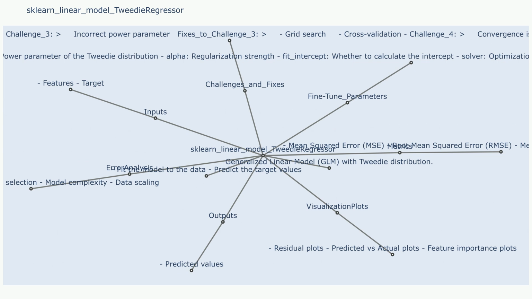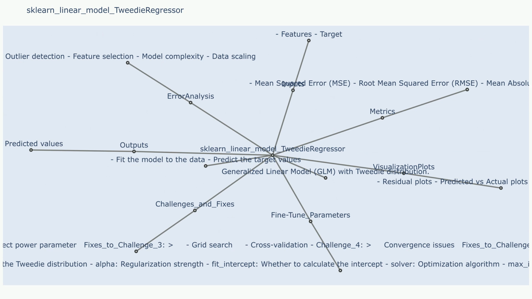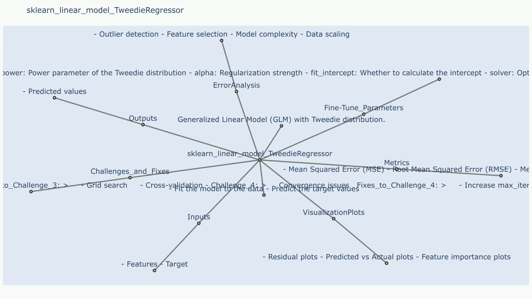Outputs: coefficients, a one-dimensional array containing the estimated coefficients for each feature. The coefficients indicate the strength and direction of the relationship between each feature and the response variable. Intercept, a scalar value representing the intercept of the fitted model. The intercept represents the expected value of the response variable when all features are 0. Predictions, a one-dimensional array containing the predicted values for the response variable based on the fitted model. These predictions can be used for various purposes, such as forecasting or classification.